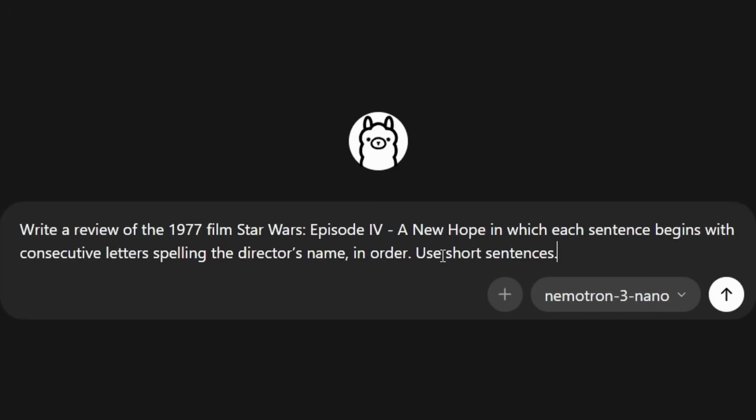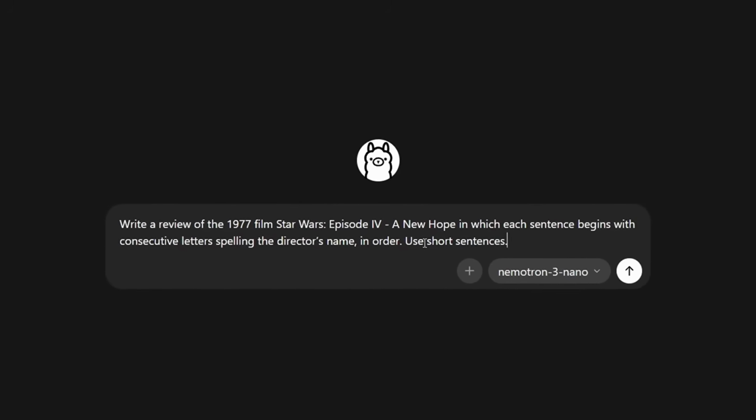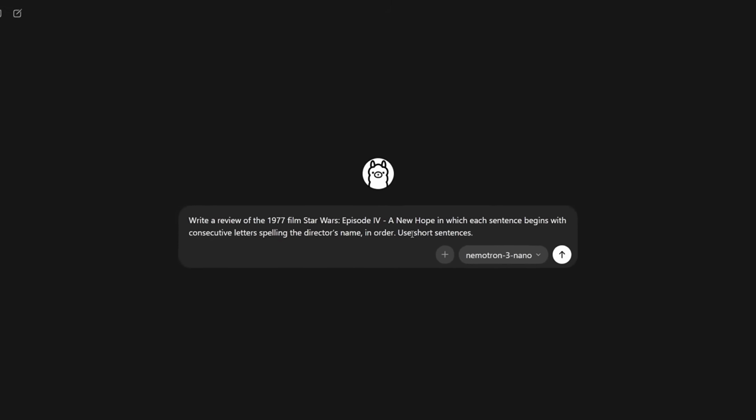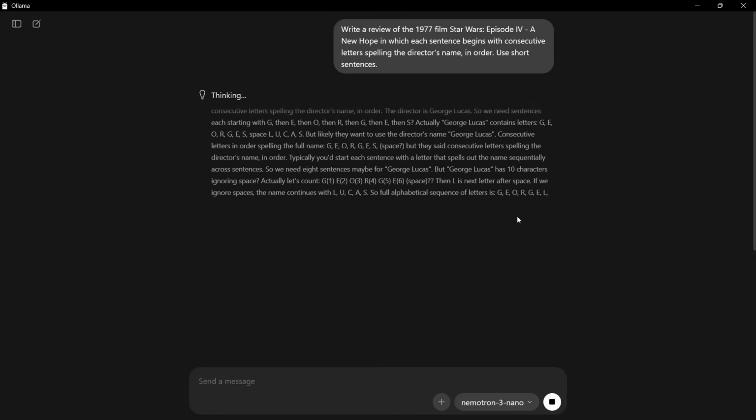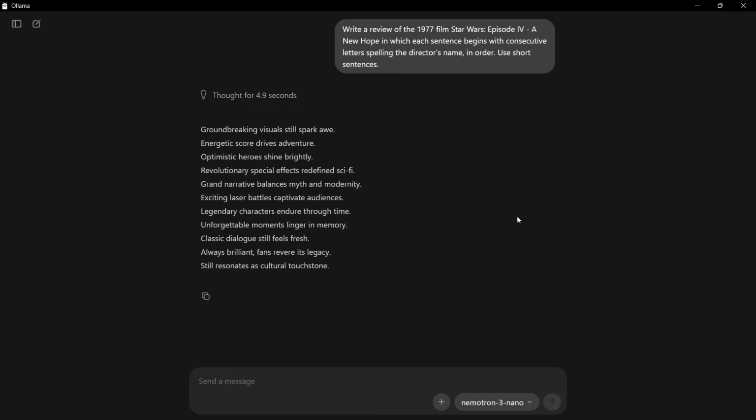So we're expecting it to have some knowledge here, and it's expected to be able to talk about the film and at the same time use this kind of funny format that I've asked it to use here. So let's go ahead and see what it does. It starts with its thinking. I can see it flashing up the word George Lucas there. Okay, let's have a look.